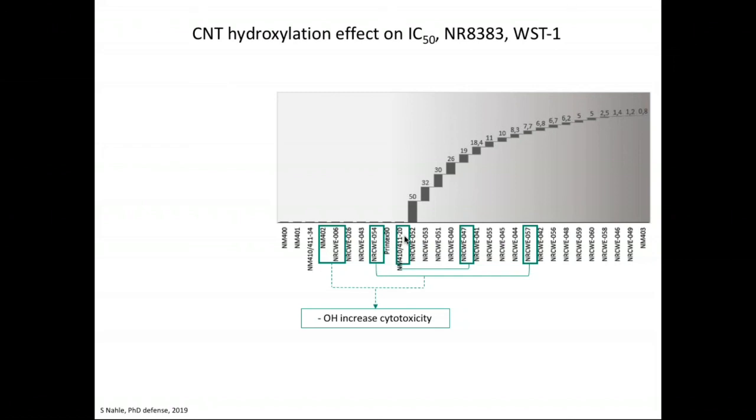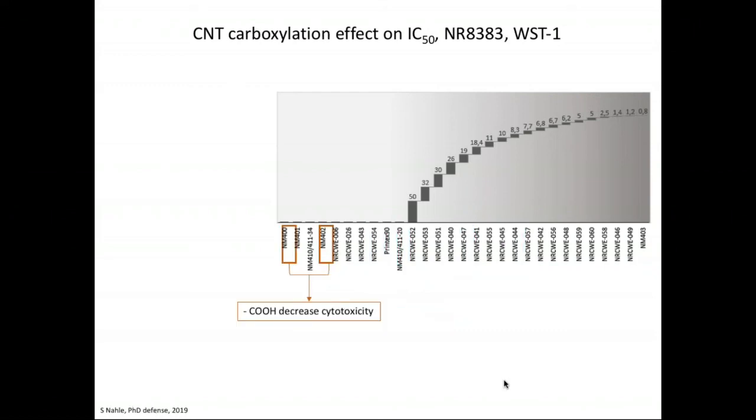Hydroxylation also has an effect. We have here different pairs of carbon nanotubes of similar size and shape, where hydroxylation is the only difference, and we see that when we have a hydroxylation of the carbon nanotubes, this will decrease the cytotoxicity. Carboxylation, in fact, increases cytotoxicity when we compare similar carbon nanotubes with similar size and shape.